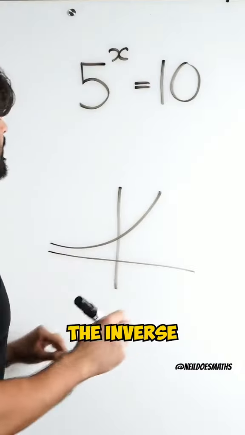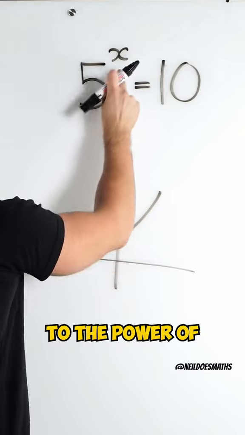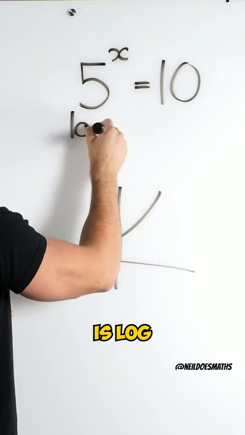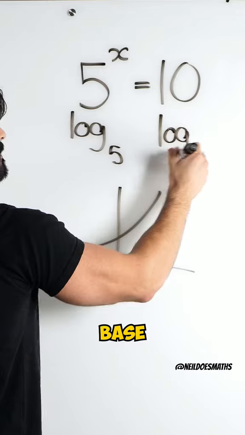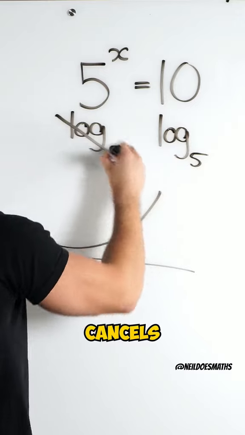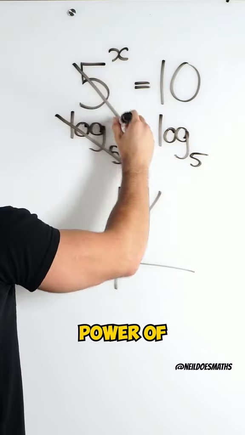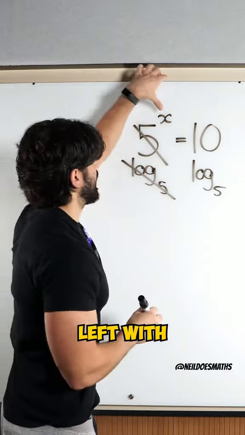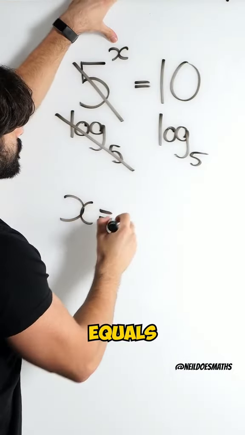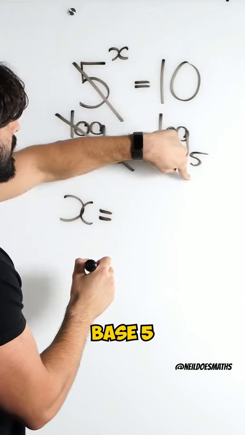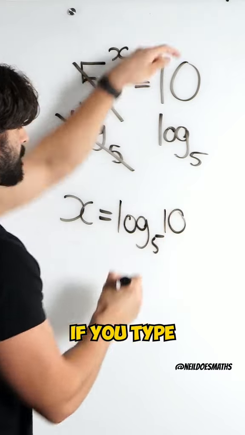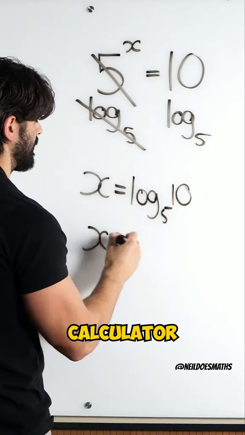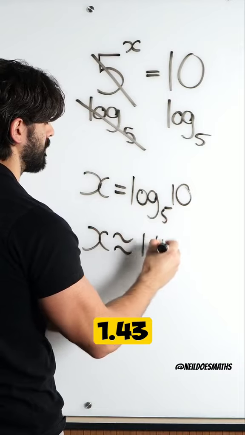So, the inverse of 5 to the power of is log base 5. Log base 5 cancels 5 to the power of. And we would be left with x equals log base 5 of 10. Which, if you type into any calculator, is about 1.43.